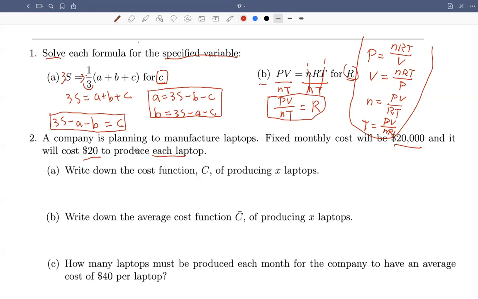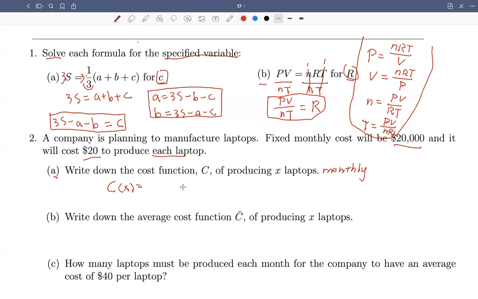So we want to do A, B, C. A is saying write down the cost function C of producing X laptops. So we want to write the function C of X, the cost in terms of the amount of X laptops being produced. And of course, this is monthly. Okay, we're not going to do yearly. This is monthly.